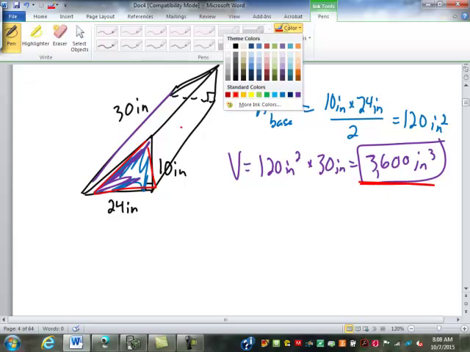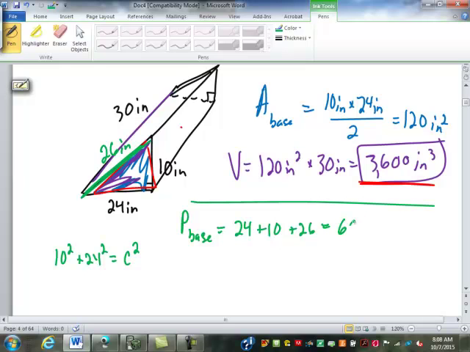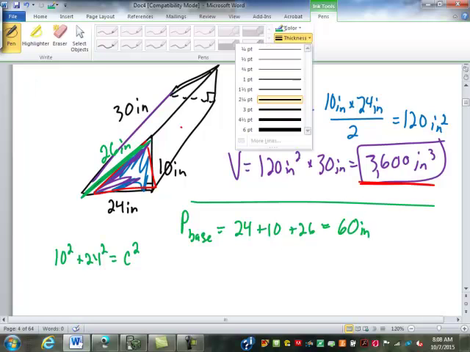So that's my volume. Now for lateral area, I first must find the perimeter of the base. To do that, I must find this side here, which is going to be 10 squared plus 24 squared equals c squared, which will give me that is 26 inches. I'm going to assume you guys can do that. So the perimeter of my base is 24 plus 10 plus 26, otherwise known as 60 inches.